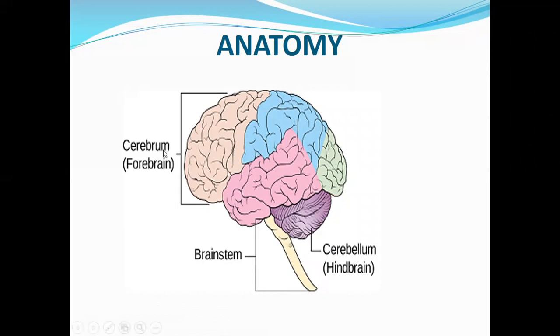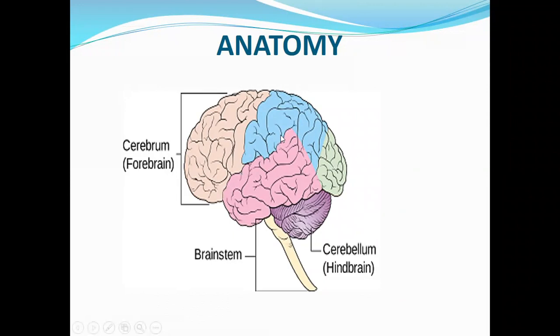They are further divided. This cerebrum, the biggest part of the brain, is further divided into four sections: the anterior, the frontal, the posterior here in light green, the occipital, and there is the temporal and this other lobe called the parietal lobe.